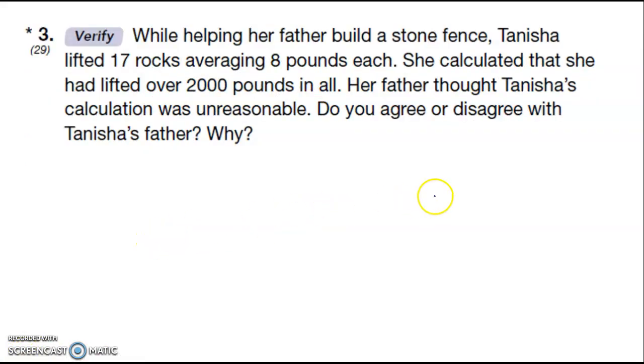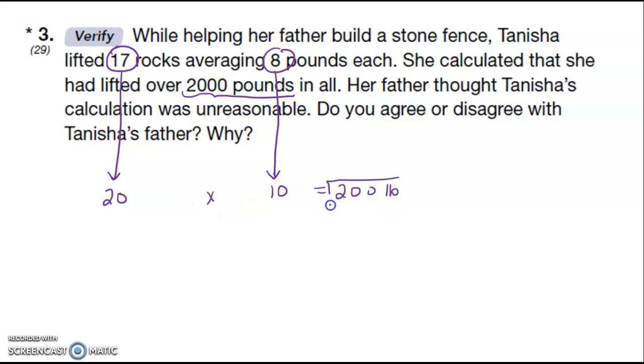While helping her father build a stone fence, Tanisha lifted 17 rocks at 8 pounds each. She calculated that she lifted over 2,000 pounds. Her father thought Tanisha's calculation unreasonable. Do you agree or disagree? So what we're going to do is, not average, but estimate. So 17, I'm going to round to 20. And 8, I'm going to round to 10. And 20 times 10 is 200 pounds, not 2,000. She's one big zero off. Okay?